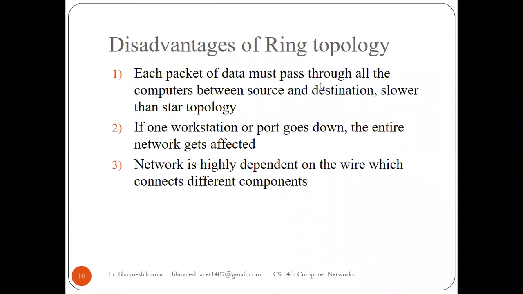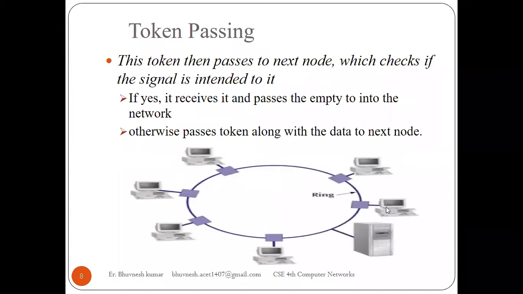So each packet of data must pass through all the computers between source and destination, making it slower than star topology. Next topology that we will study is star, but ring topology is slower than star topology. If one workstation or a port goes down, the entire network is affected. If one PC or one node is damaged or corrupted, then the whole network will be destroyed.